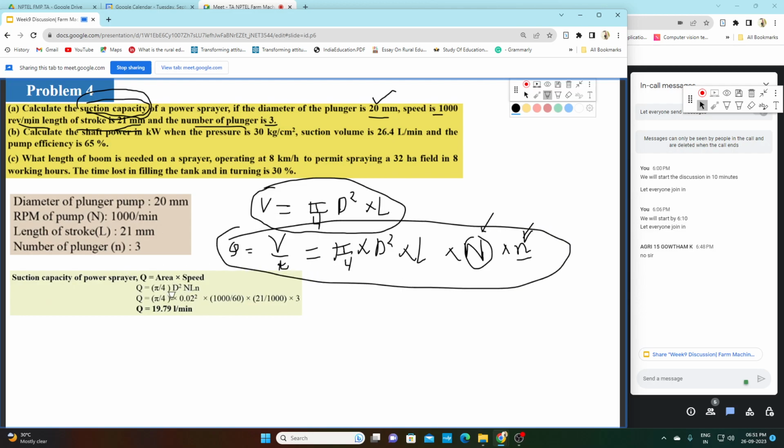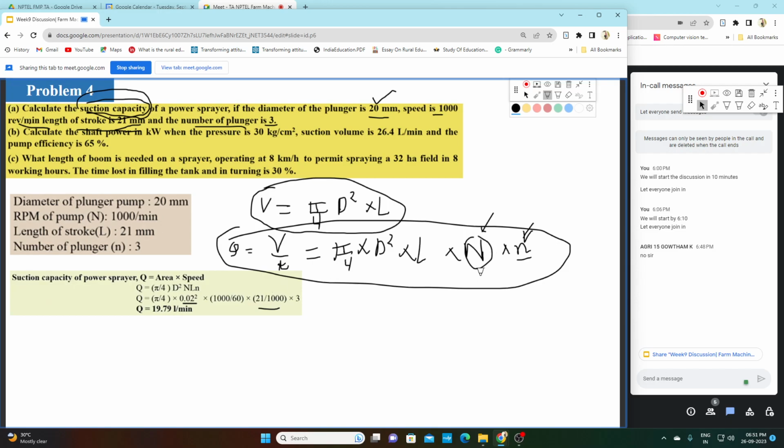By this formula we can get the suction capacity. Here the same thing has been done, pi by 4 into d square. D is 20 millimeter, which we have to convert to meter, so 20 into 10 raised to the power minus 3, that is 0.02. So pi by 4 into 0.02 square into L. L is the stroke length, 21 millimeter. Again we convert to meter, 21 into 10 raised to the minus 3, which is 0.021.